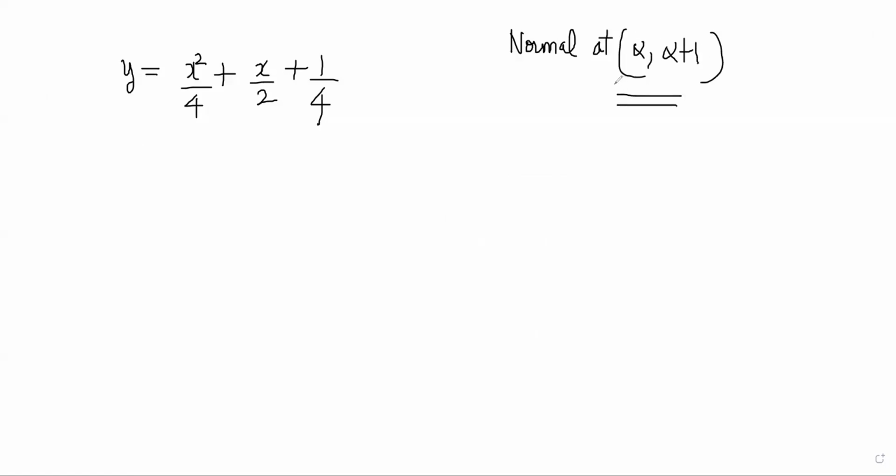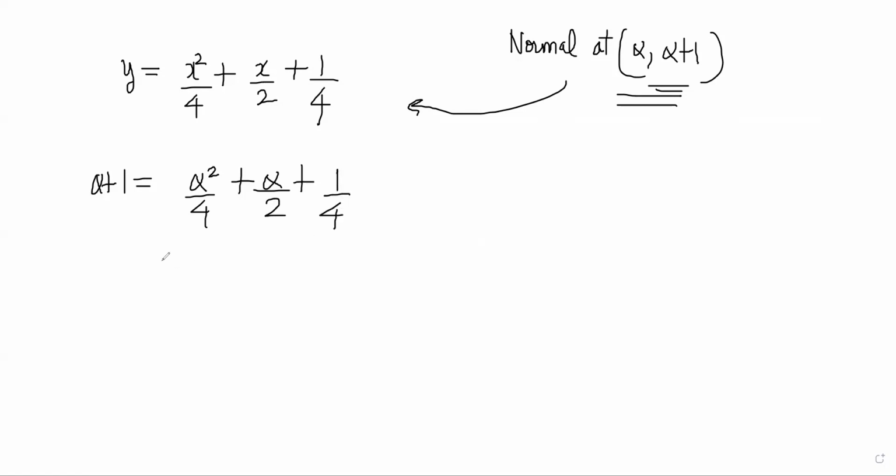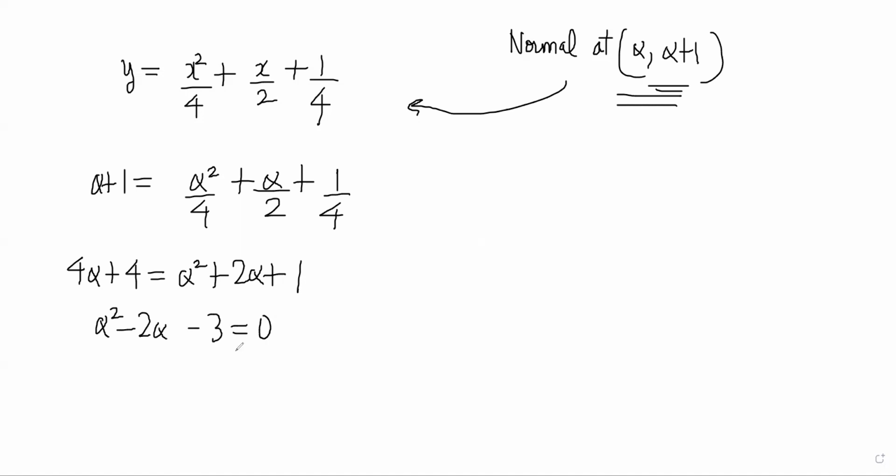We just have to say that this point lies on the curve. So we'll say alpha plus 1 should be equal to alpha square by 4 plus alpha by 2 plus 1 by 4. Now multiply by 4 throughout. 4 alpha plus 4 is equal to alpha square plus 2 alpha plus 1. And you're getting alpha square minus 2 alpha minus 3 is 0.